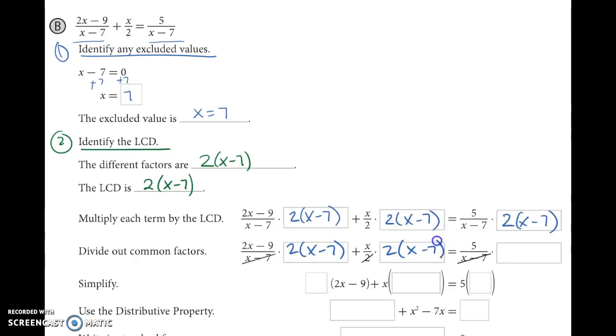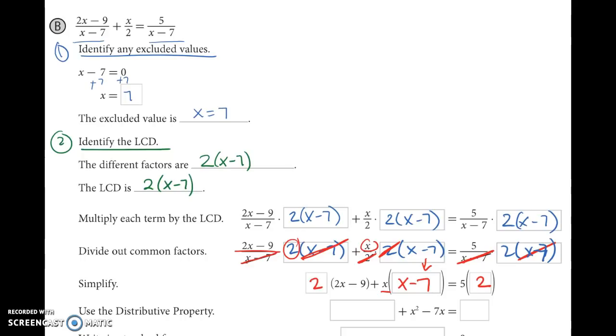Let's see. So if we fill these in, now we can go ahead and eliminate what we have here. So this x minus 7 and this x minus 7 will eliminate. This 2 and this 2 will eliminate. And this x minus 7 and this x minus 7 will eliminate. So what's left is we have to multiply by this 2 here to the 2x minus 9. What's left here is this x times the x minus 7 that's left. And here we have 5 times 2.